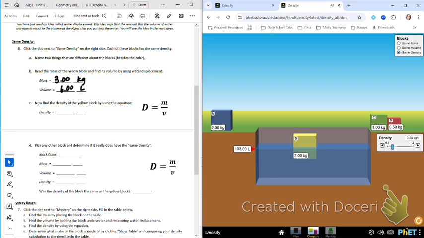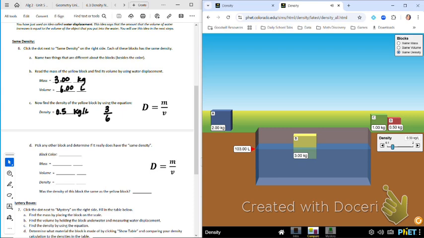What is the setup going to look like to find the density of the yellow block? Almost. 1 over 2 or 0.5. One half kilograms per liter. You can use a decimal. 0.5 is fine. Okay.